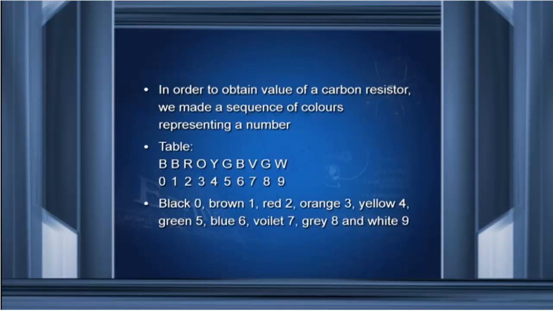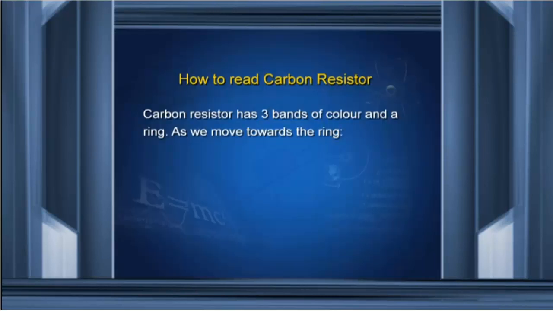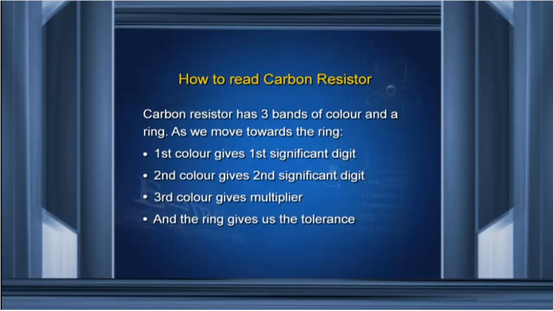Black is given 0, brown is given 1, red is given 2, orange is given 3, yellow is given 4, green 5, blue 6, violet 7, grey 8 and white 9. A carbon resistor has 3 bands of color followed by a ring. When we want to read the value of carbon resistor, then we move towards the ring. The first color gives us the first significant digit, the second color gives us the second significant digit, third color gives us the multiplier, and the ring gives us the tolerance.